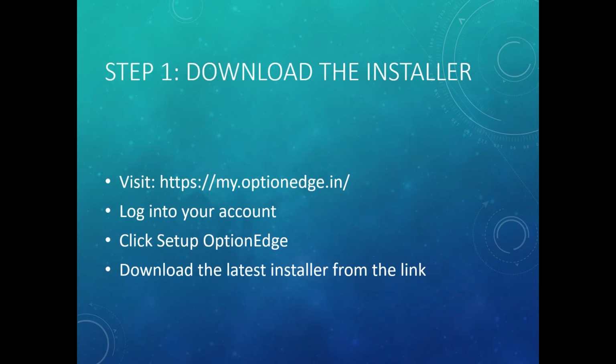To install OptionEdge, you need to first download the installer. For that, you have to visit this URL, https my.optionedge.in, and then you have to log into your account. If you have not created your account, you can easily create using your email ID and password.